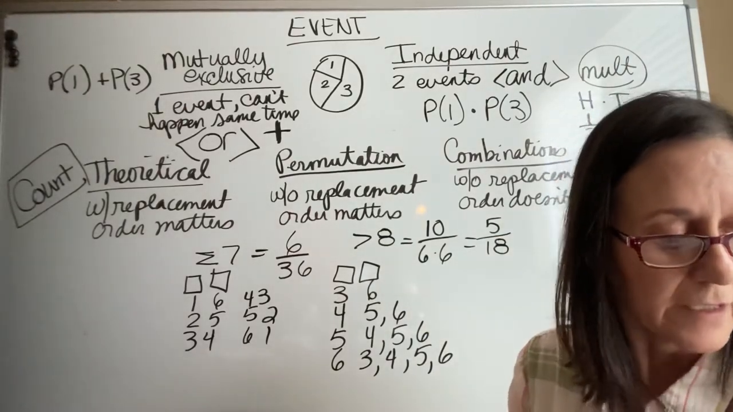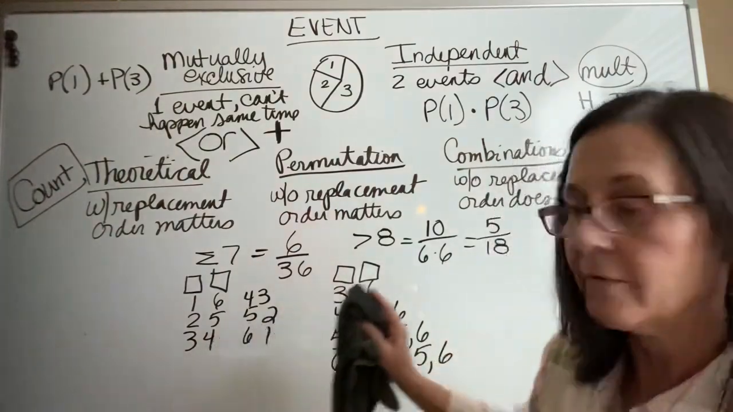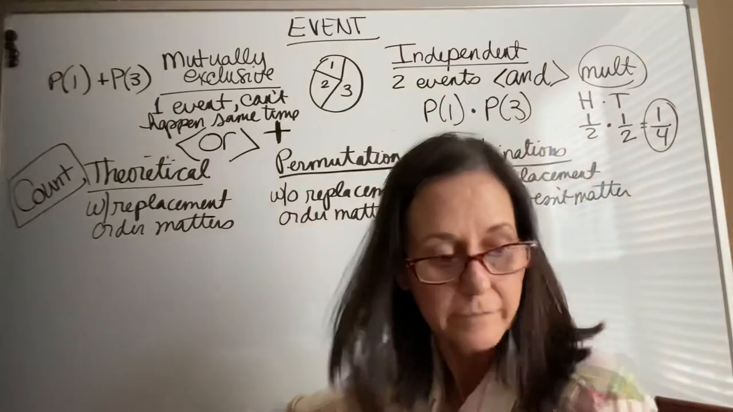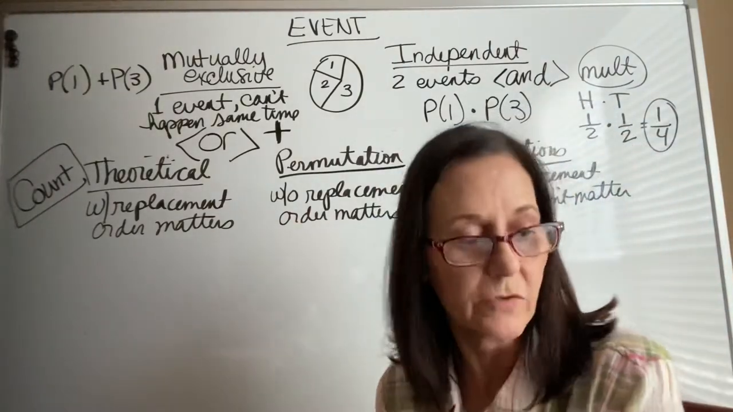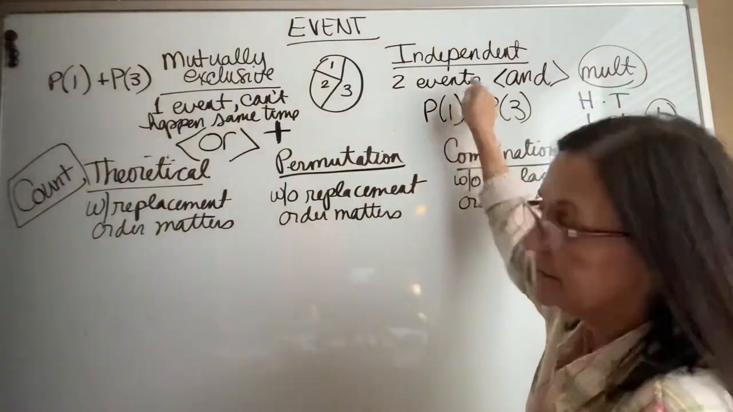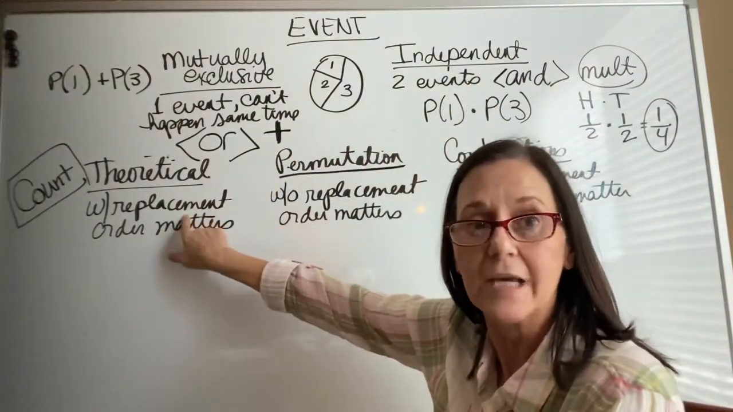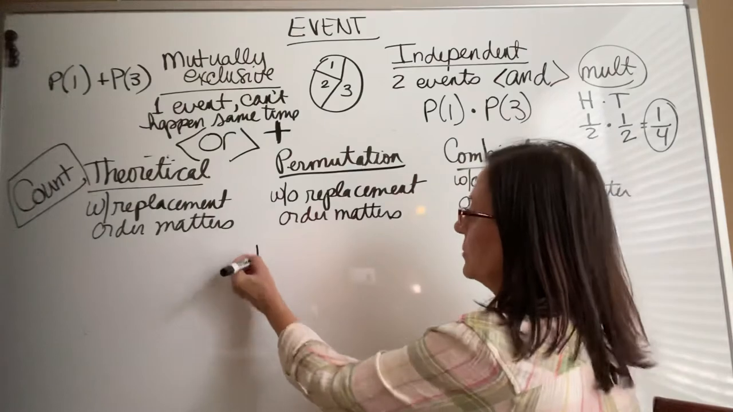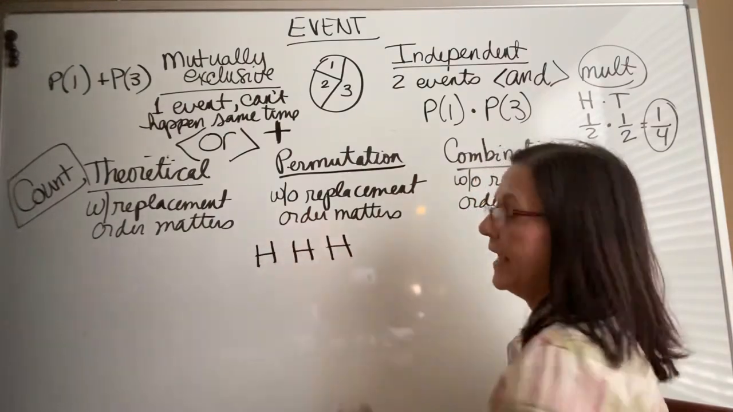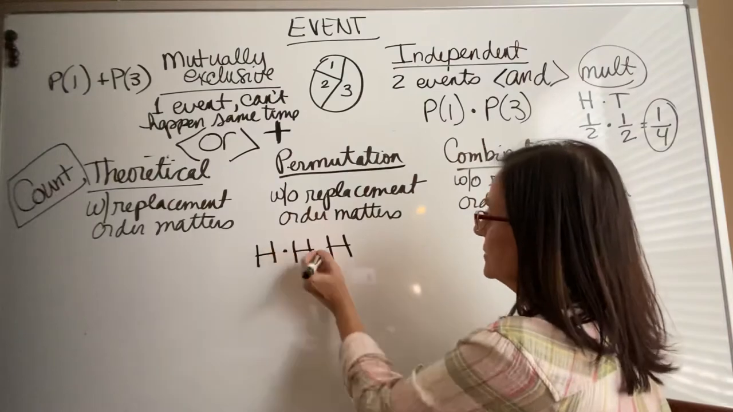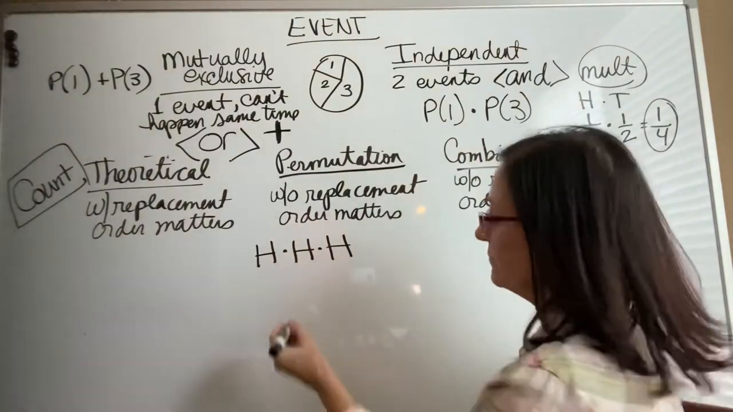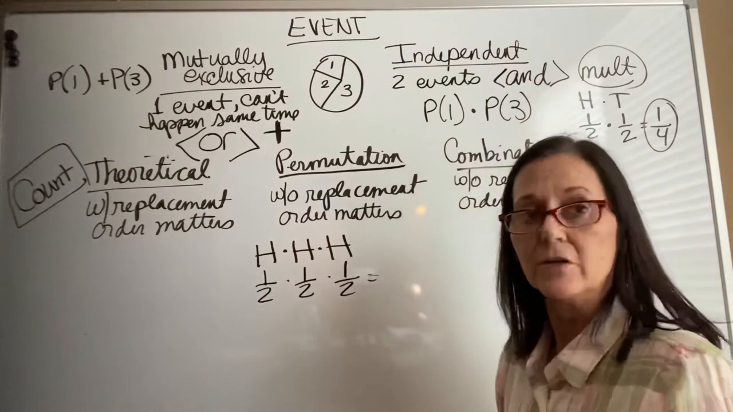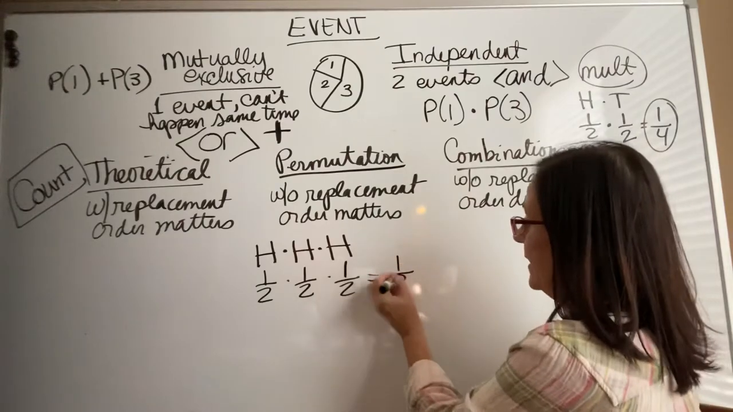All right. Look at example 116.7 on the bottom of page 473. A fair coin is tossed 3 times. Independent. I can use heads or tails every time. What is the probability that heads comes up every time? So we have heads, heads, heads. I'm multiplying because they're independent events. Heads is 1 out of 2 times 1 out of 2 times 1 out of 2, which equals 1/8.